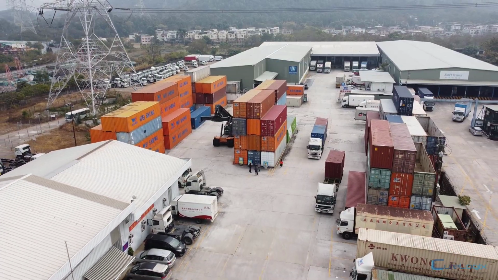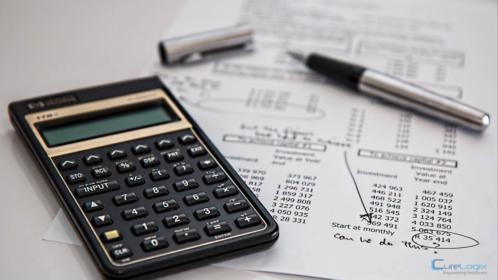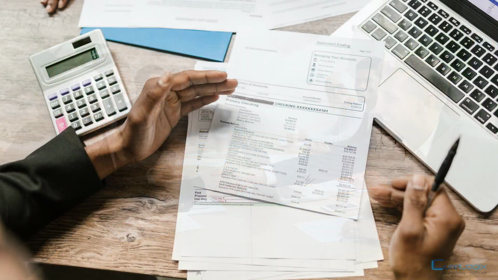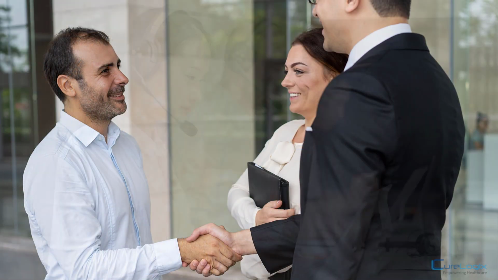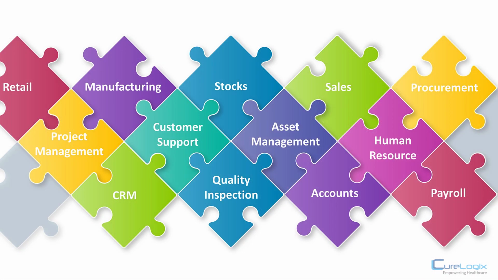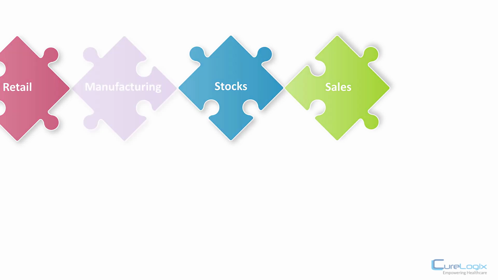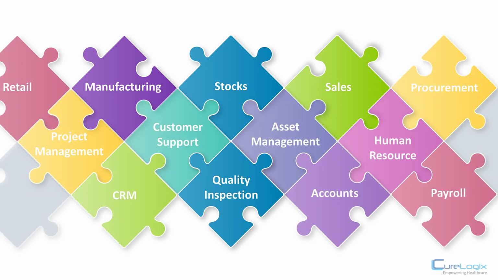and distribution businesses. CLERP is a modular ERP and covers all the essential modules for an enterprise organization, such as accounts, stocks, human resource, payroll, asset management, procurement, sales, CRM, customer support, and quality inspection. The modular design of CLERP enables customers to selectively use modules, such as a retail store can only use stocks and sales. On the other hand, a manufacturing plant can use manufacturing, quality inspection, stocks, sales, and a full-sized organization may use all the modules.